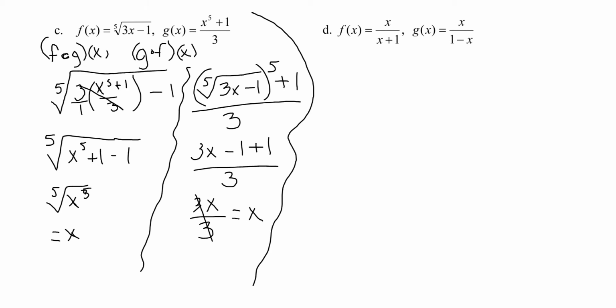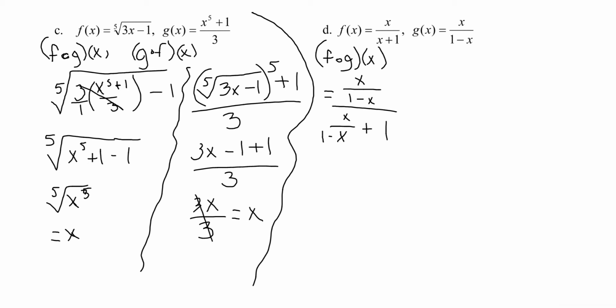Let's take a look at D. So we're going to do f composed with g of x first. So f is x over x plus 1. So for the first one, instead of x, we're going to put the entire g. So we'll put x over 1 minus x over, and then we have x plus 1 here, so it's going to be x over 1 minus x, and then we have plus 1.